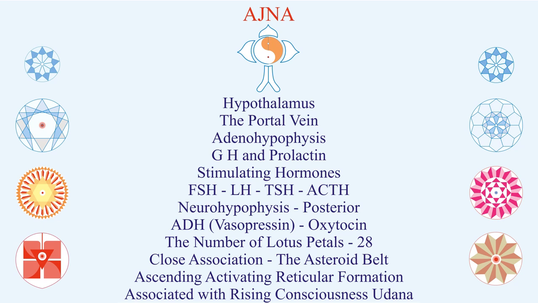So it is associated with the anterior and posterior pituitary, and also the brainstem. The number of petals in Satchakra Nirupana for Ajna is only 2, but according to Akhand Vidyashram, it should be 28, and its close association is the asteroid belt. It's also associated with the ascending activating reticular system, and also with rising consciousness or Udhana Purana, which actually starts from Vishuddhi, goes to Ajna, then Vigyan, Pragyan, and then Sahasrara. For spiritual evolution, the real journey starts from the heart to Vishuddhi and thereafter. So that way, this center plays a very important role.